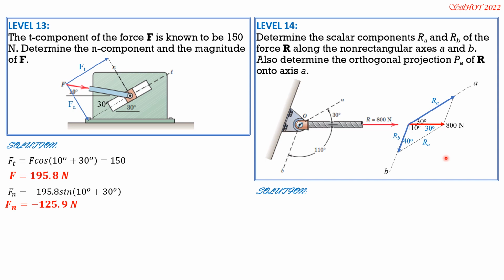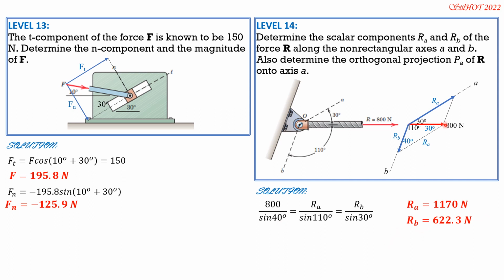So by law of sines, 800 N over sine 40 equals RA over sine 110 equals RB over sine 30. We can solve for RA and RB. RA therefore is 800 sine 110 divided by sine 40, so it is 1170 newtons. R sub B is 800 sine 30 divided by sine 40, so R sub B is 622.3 newtons.